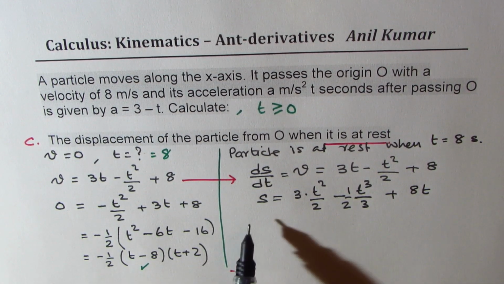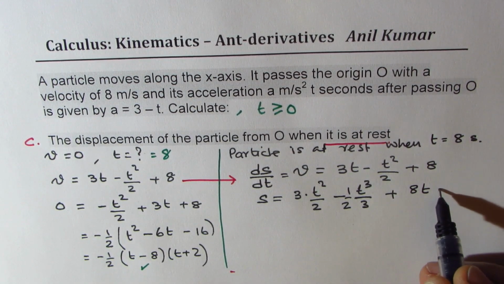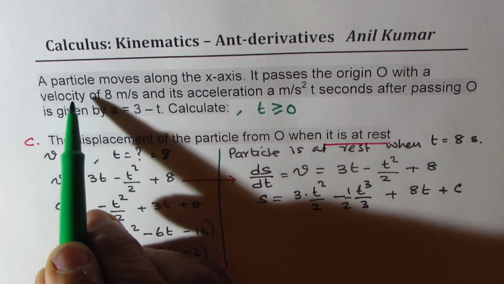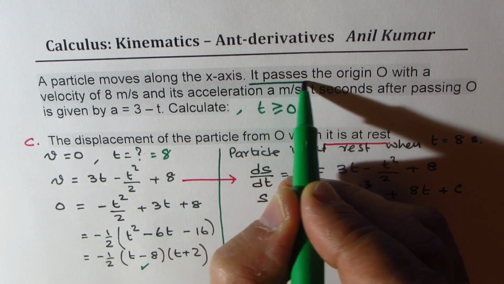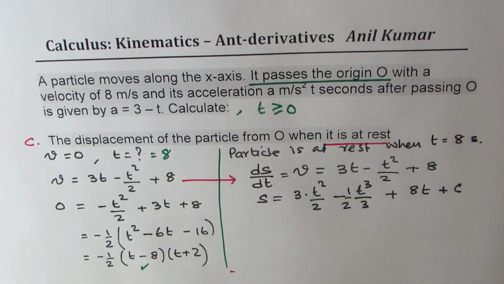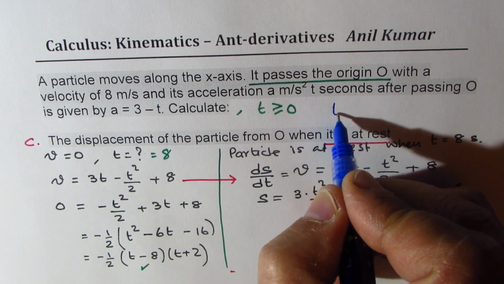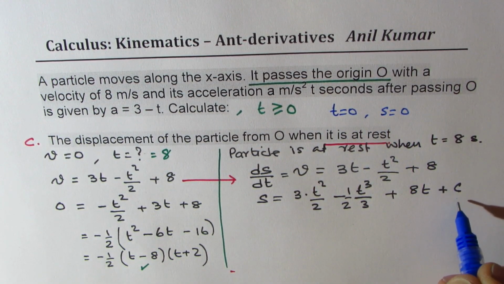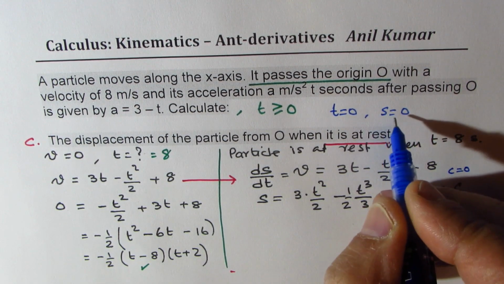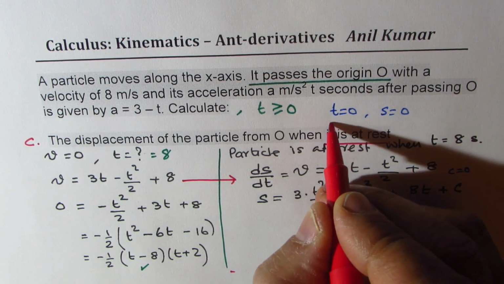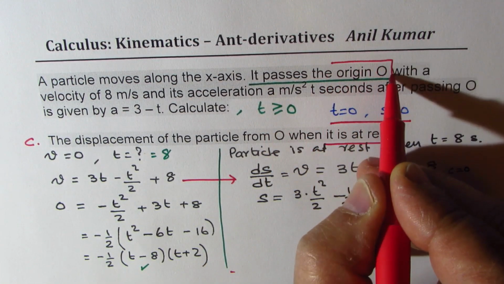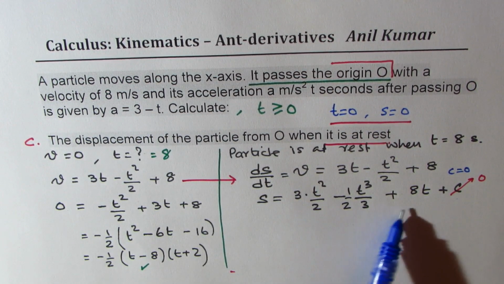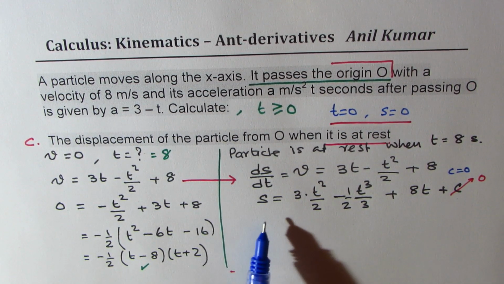So that becomes the displacement, and the initial condition here, we always write c, but since we know that the particle moves along the x-axis, it passes through origin O. So we know at t equals 0, s equals 0, right? Therefore, this c equals 0, right? Because of the initial condition. So we know at t equals 0, the particle passes through origin, and so c is equal to 0. Is that okay? So we'll stick with this definition of displacement.